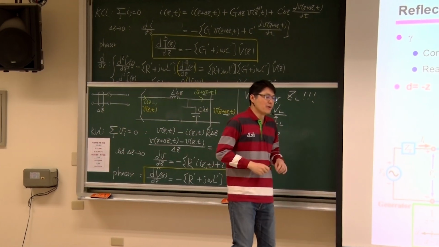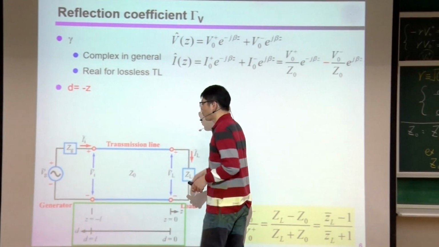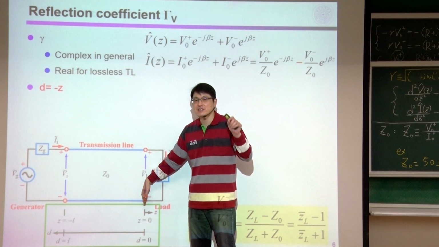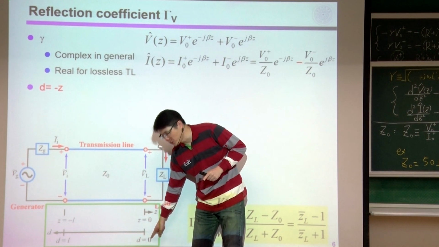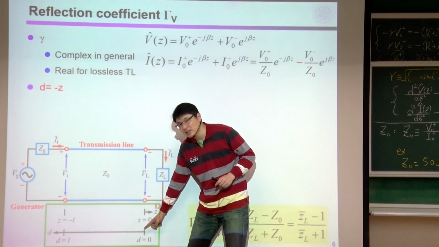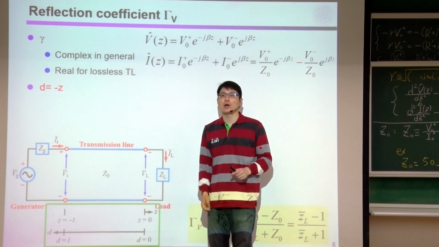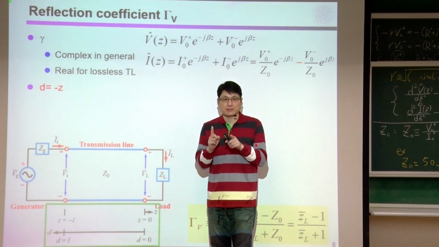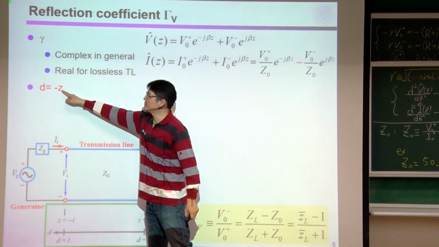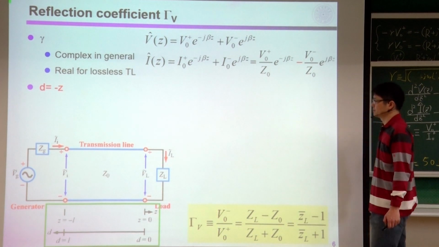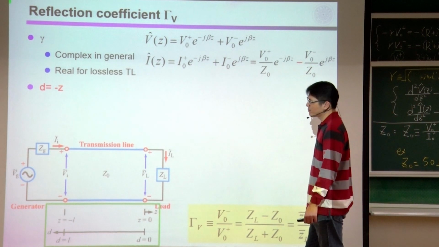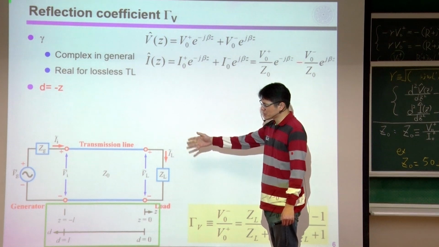So let me repeat myself again. For simplicity and convenience, I want to analyze the system with the load at z equals 0 and d equals 0. z is pointing from the left to the right. d is pointing from the right to the left. The only difference is the direction. So d equals negative z. Okay, so now we are capable to start an analysis.